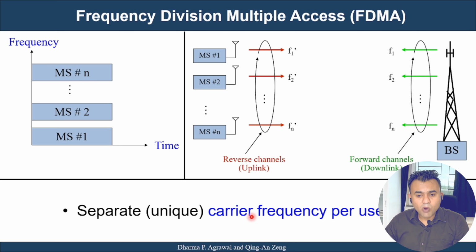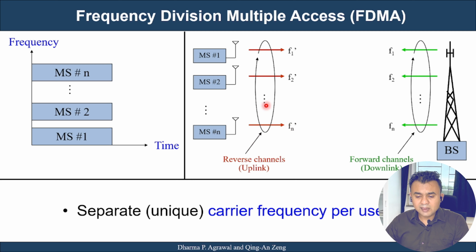Let's take a look at what is frequency division multiple access, which is also known as FDMA. Frequency division multiple access is when different mobile stations are allocated different frequencies, such as, let's say, here mobile station 1 is allotted frequency f1 dash. Mobile station 2 is allotted frequency f2 dash. Mobile station n is allotted the frequency fn dash.